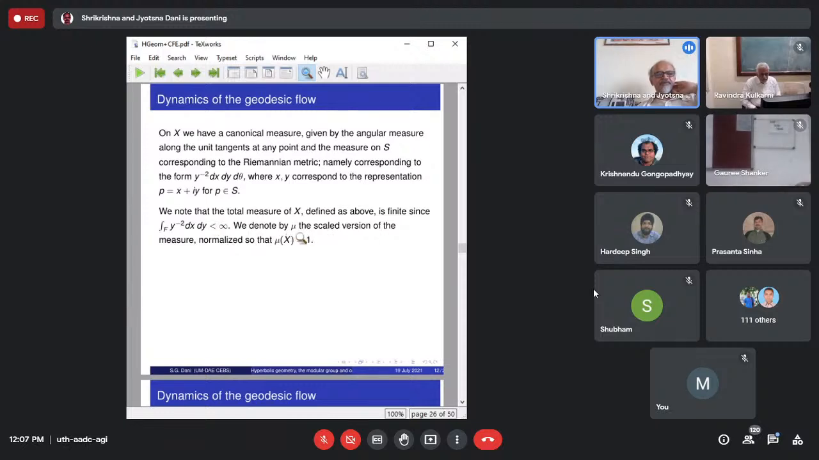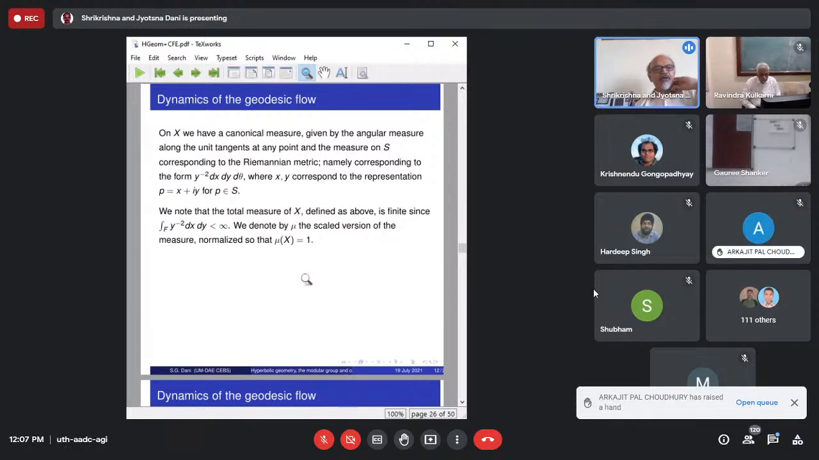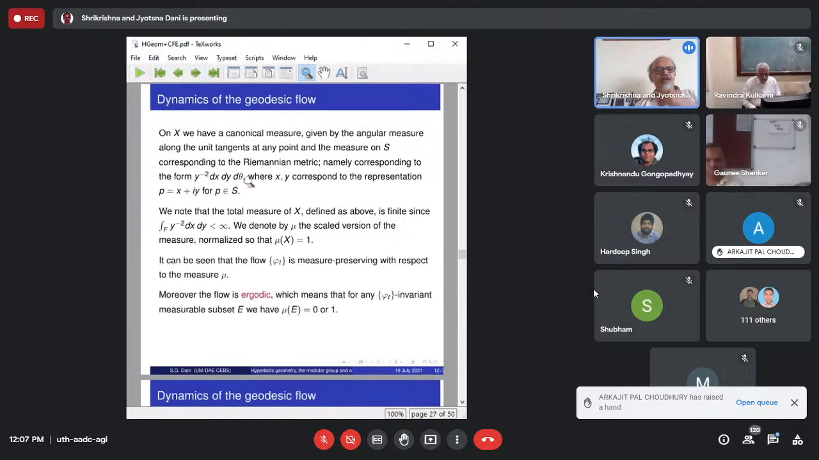I'll take mu to be a scaled version for which the total measure is 1. So we have a space together with a certain measure, which I have normalized to have total measure 1. And on that, I have the measure preserving flow, pi t, which we defined. This is the geodesic flow, which moves along the geodesic. Now, this flow, interestingly, is ergodic.